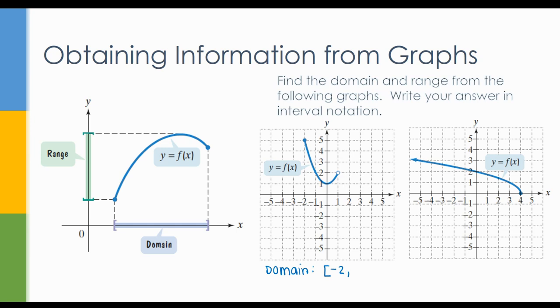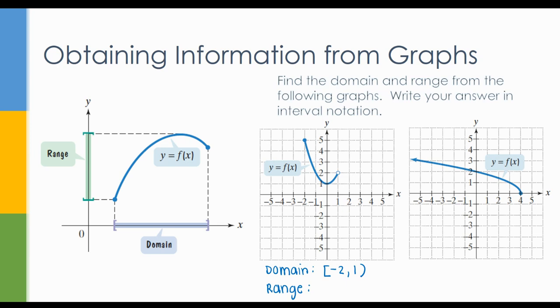So -2. If we go to the right-hand side, notice that the graph stops at that open circle. And if I look at the x value, that happens to be a 1. But because that circle is open, it does not include it, which means we want a parenthesis. So there's my domain.